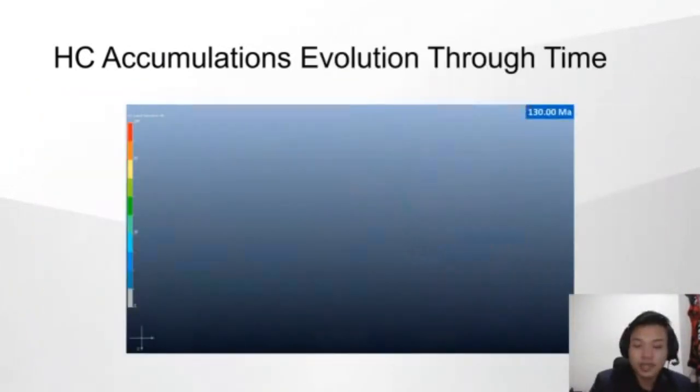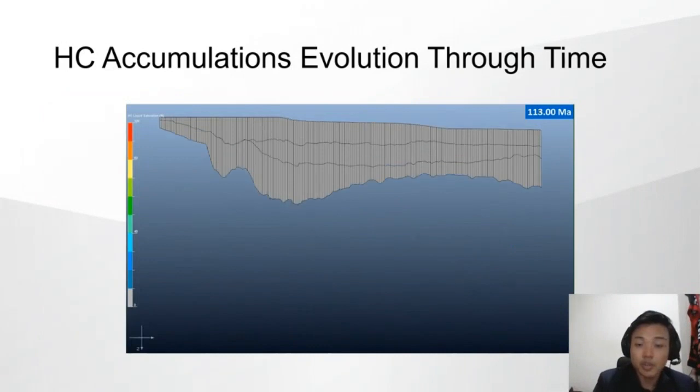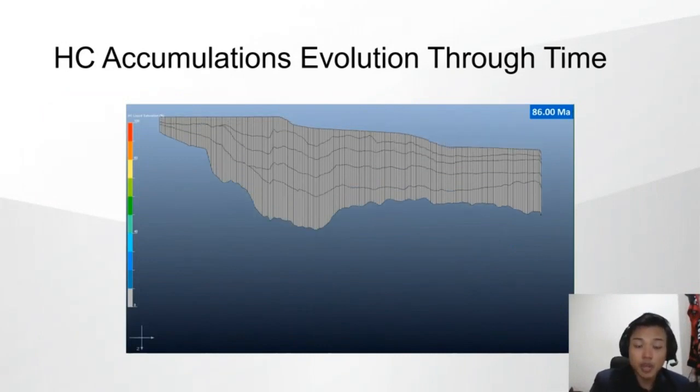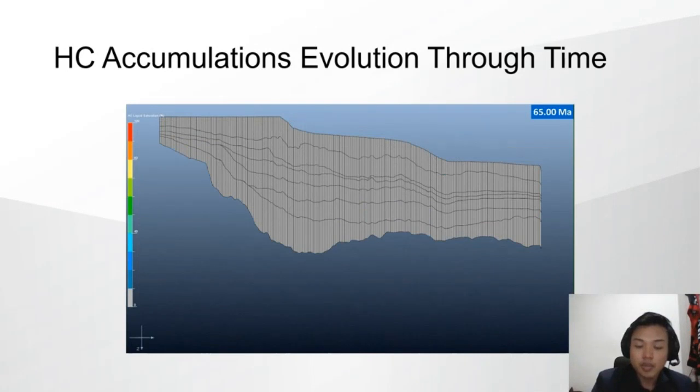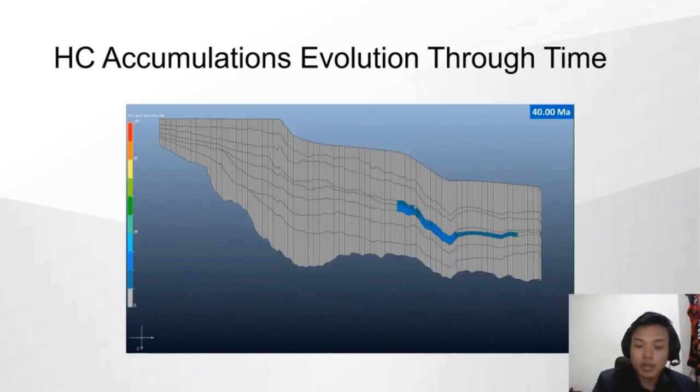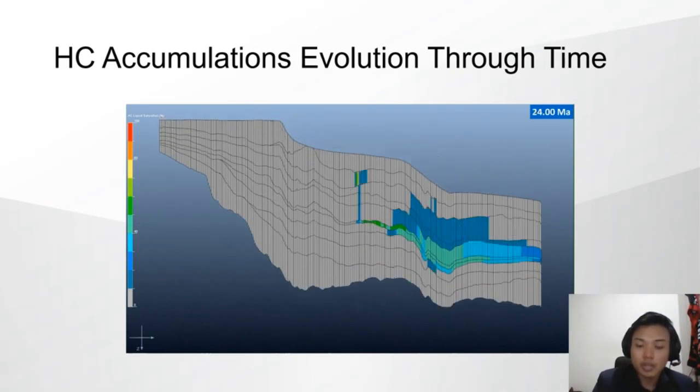In this hydrocarbon accumulation saturation model, we can generate a hydrocarbon accumulation evolution through time, where in this video we can see where the hydrocarbon started to migrate and also accumulate to the potential reservoir.